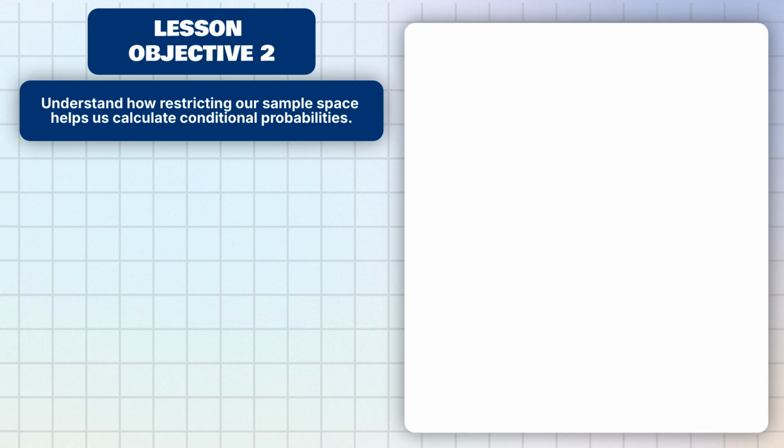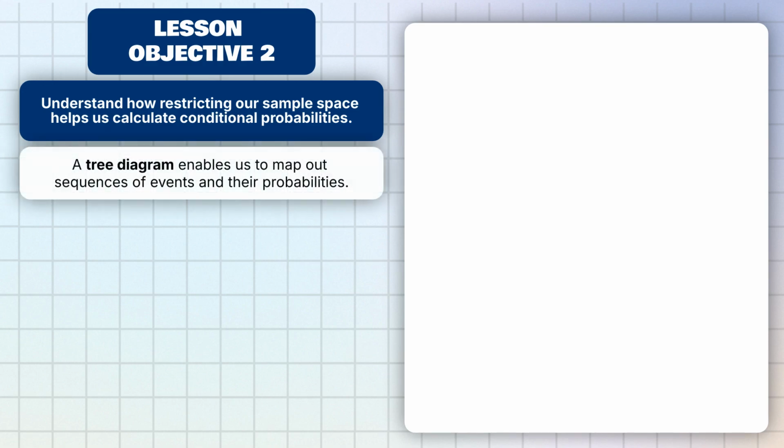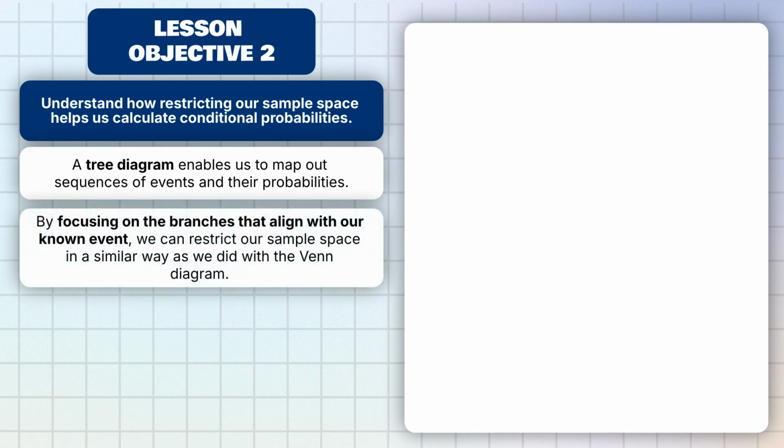This insight generalizes beyond numbers. Let's consider another familiar visualization tool, a tree diagram. A tree diagram enables us to map out sequences of events and their probabilities. By focusing on the branches that align with our known event, we can restrict our sample space in a similar way as we did with the Venn diagram.